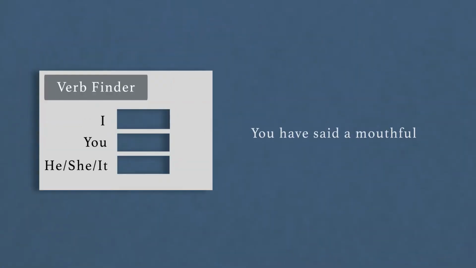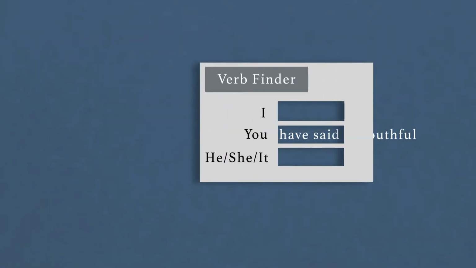All right? Now, by the way, the verb finder works with any tense of the verb. It works with past tense, present tense, future tense. It works for the fancier tenses like past perfect or future perfect, or the progressive tenses, past progressive, future progressive. So in the sentence, and by the way, it's okay if you don't know those tenses. I don't really expect you to. We'll get to them eventually. Think about this sentence. You have said a mouthful. What fits in that blank? It's have said.